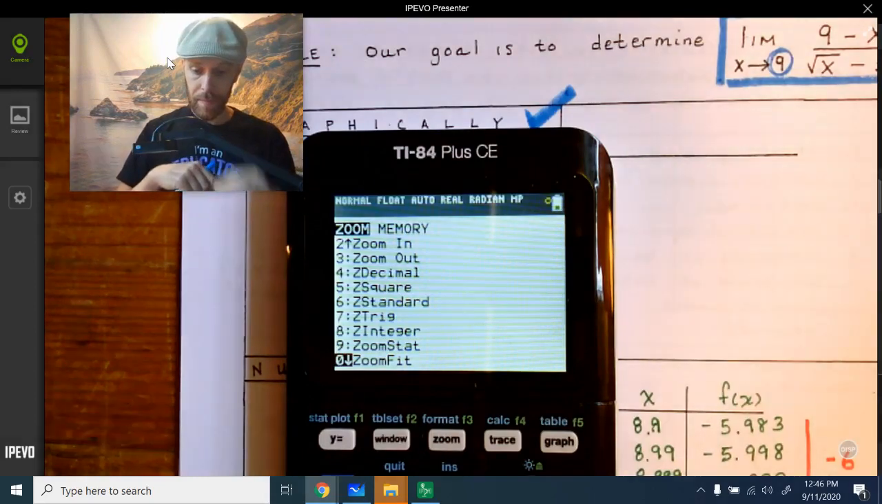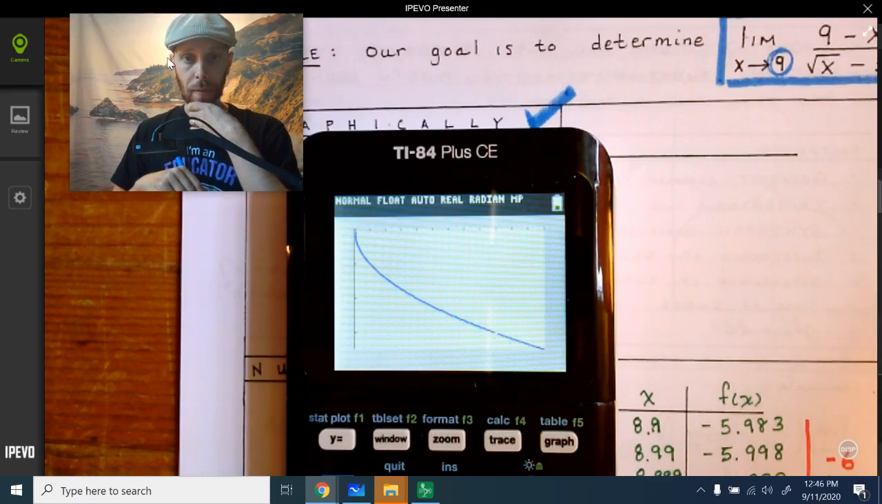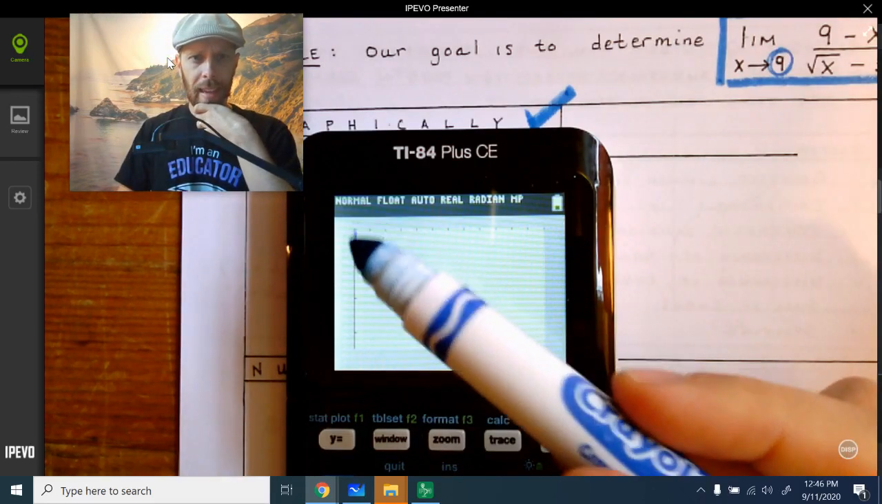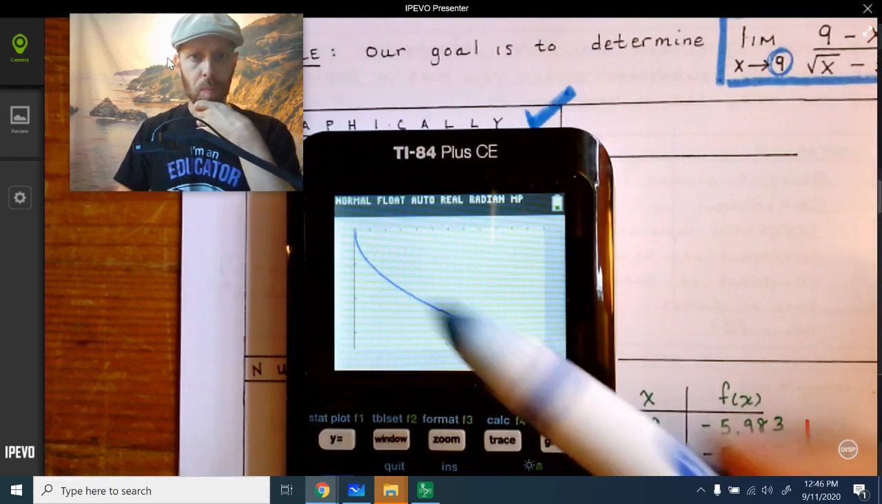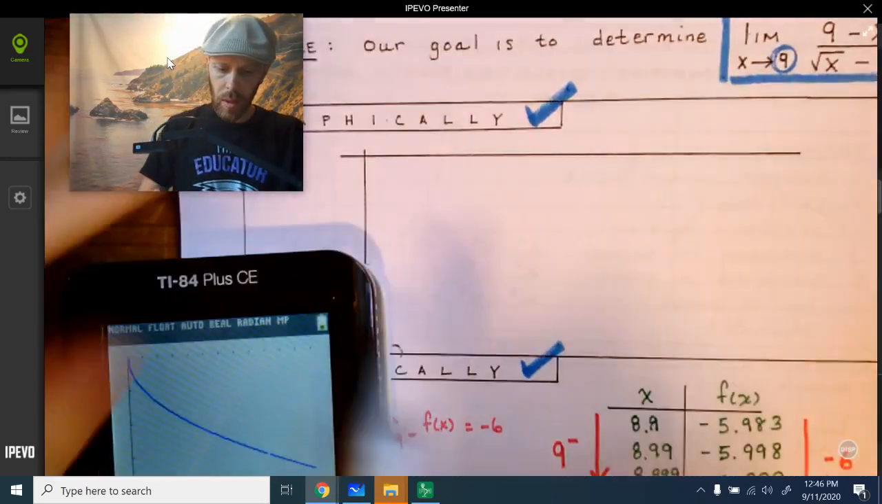So I'm going to hit that, and the calculator is going to pop out a little graph for us. Looks like a square root function. I notice there's a little space right there. That means that there must be a hole.